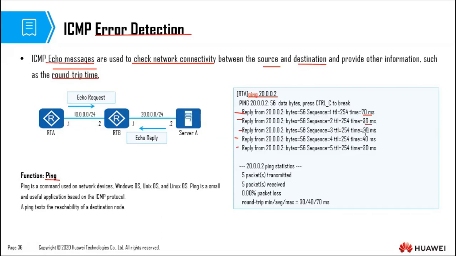30 milliseconds, 30, 40. And you also have a summary here of what was transmitted. We sent out 5 requests. We got 5 replies. 0% packet loss. You also get the minimum round trip time, the average, and the maximum, so that you can understand, for example, if you have congestion in your network and it's slowing down network services. So that is what we call ICMP error detection.